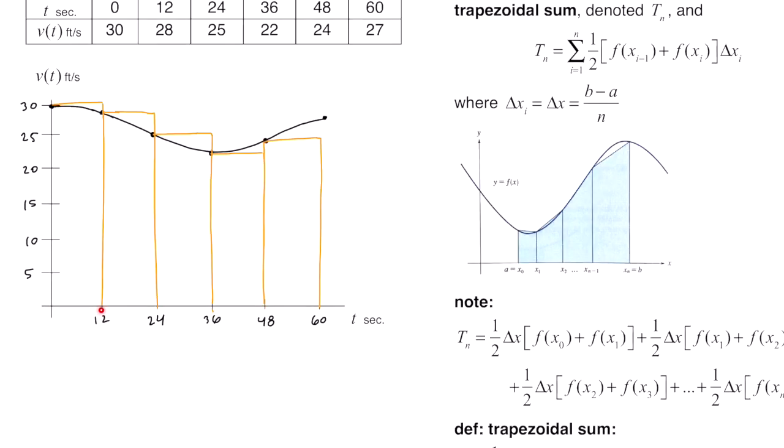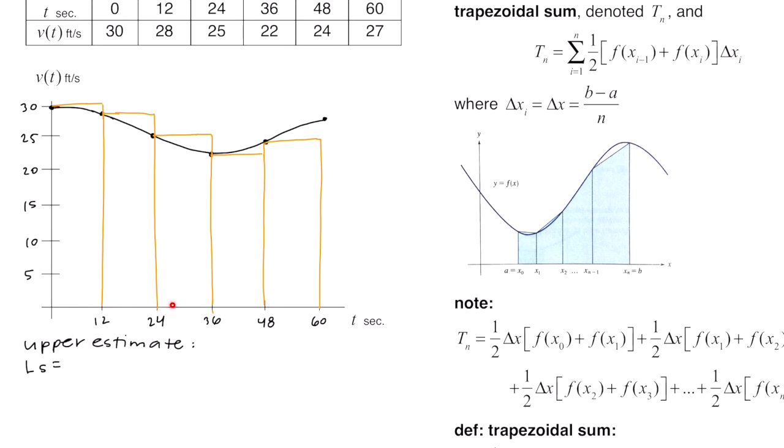So from 0 to 12, to draw your left endpoint, you go up to the curve on the left, and then you draw your rectangle. From 12 to 24, we go from 12 up to the curve, put a dot, and there's the height of our rectangle. And you continue doing that using left endpoints. Since each rectangle has a width of 12, I'm going to factor out 12 to the front. And then right here I put v of 0, v of 12, v of 24, 36, and 48. Again, because we're using left endpoints, we don't include v of 60.